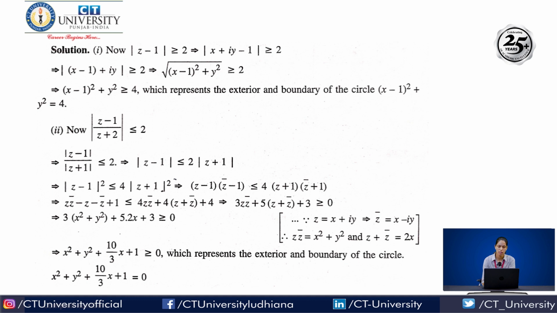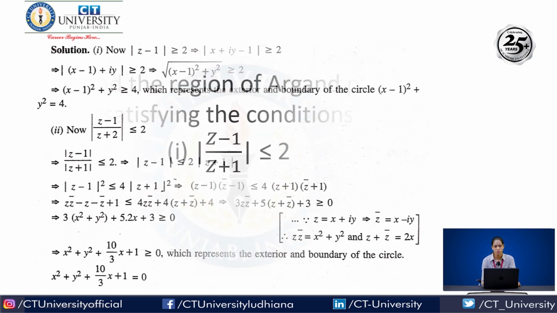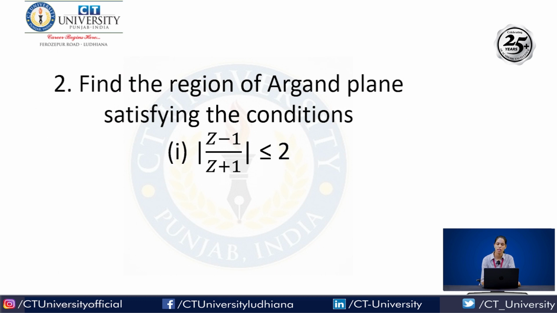So this is the equation of the circle which represents the exterior, and the boundary of the circle is x square plus y square plus 10/3 x plus 1 equals 0. So this is the equation of the circle for the question. Now the region of the Argand plane satisfying the condition |z − 1|/|z + 1| ≤ 2. That is the same question I am taking in the Argand plane.